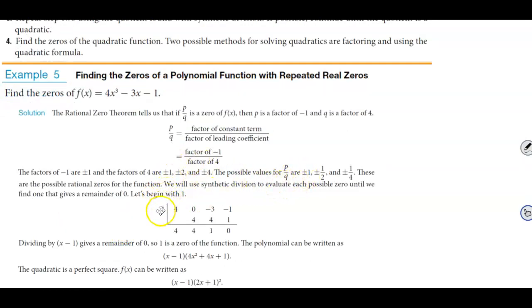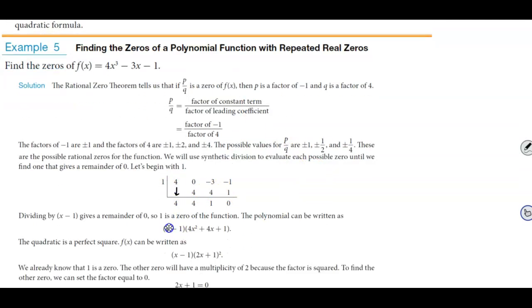So we're going to start with 1, and then we've got to write down our leading coefficients. Now if you notice, there is a missing term here, and that missing term is the x squared. That's why we have a 0 here. So we have 4, 0, -3, and then -1. And then we're going to follow the rules for synthetic division. Bring down the 4. 1 times 4 is 4. 0 plus 4 is 4. 1 times 4 gives you 4. 4 minus 3 gives you 1. 1 times 1 is 1. -1 plus 1 is 0.